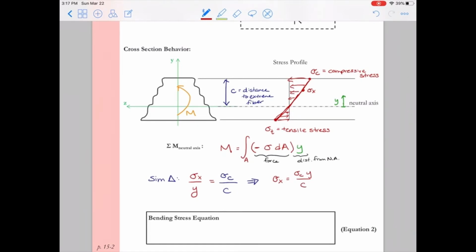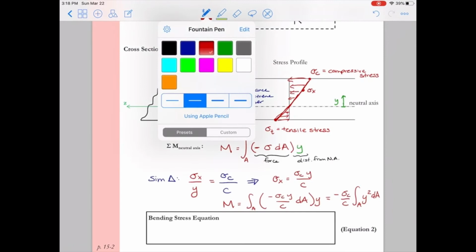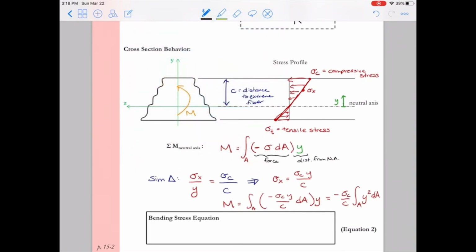All right, so I'm going to use that, and I'm going to put that all into this moment equation again. So now I have the integral over the area of negative sigma c y over c dA times y. Now, sigma c isn't changing in the area. It's always the same. And c, the distance to the extreme fiber, is not changing. So I'll pull those out of my integral. The only thing that is changing is y. Now, you see here we got the integral over the area of y squared dA. Y'all remember what that is from statics? I hope you do. It is the moment of inertia.